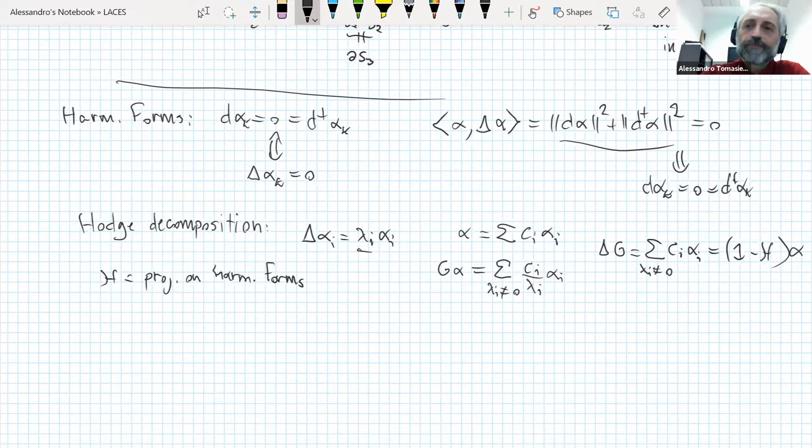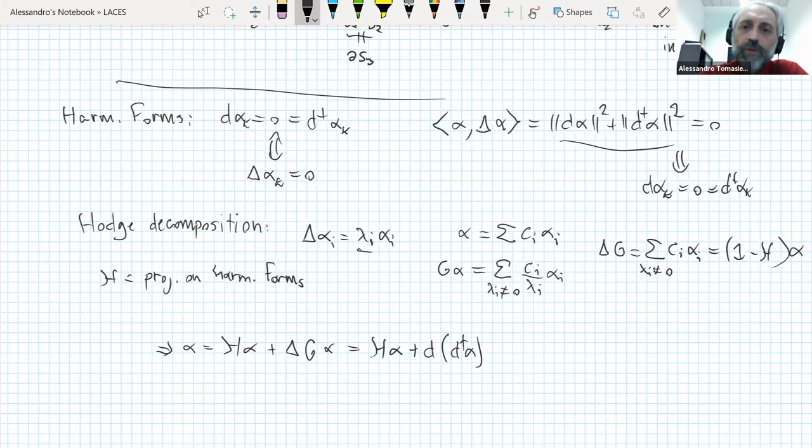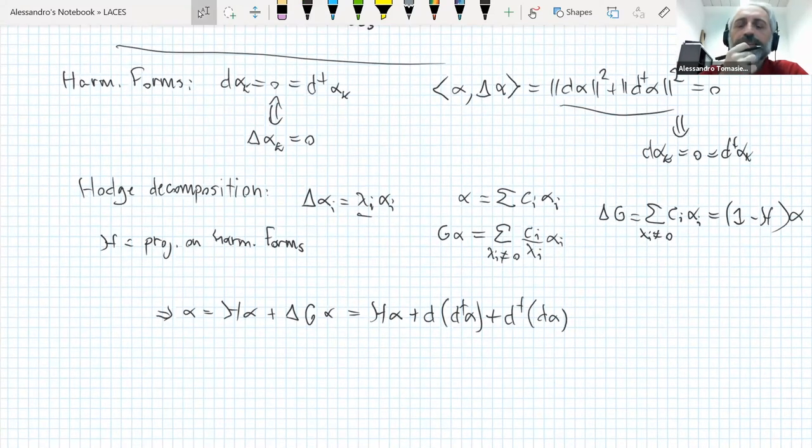But now we can write this same equality also as alpha equals H alpha plus delta G alpha. In other words, we see that a form can be decomposed into a harmonic projection plus an exact form plus a co-exact form. And this is the Hodge decomposition, I promise.